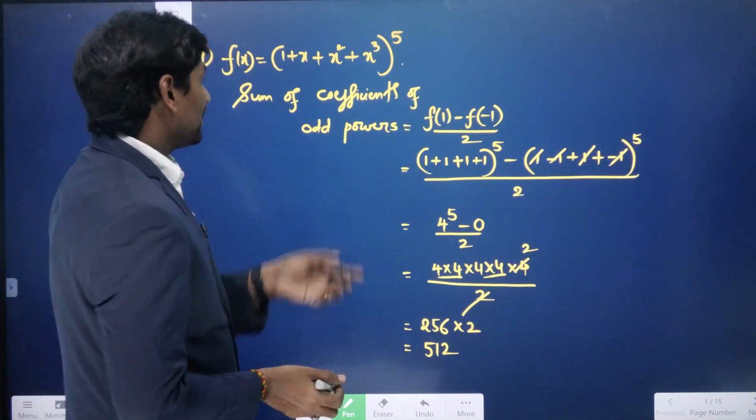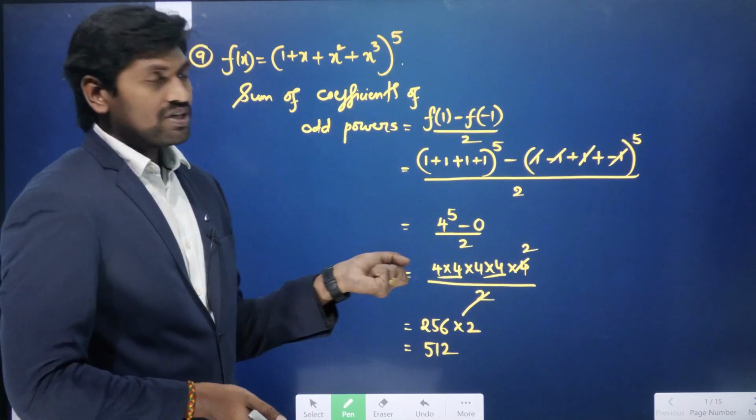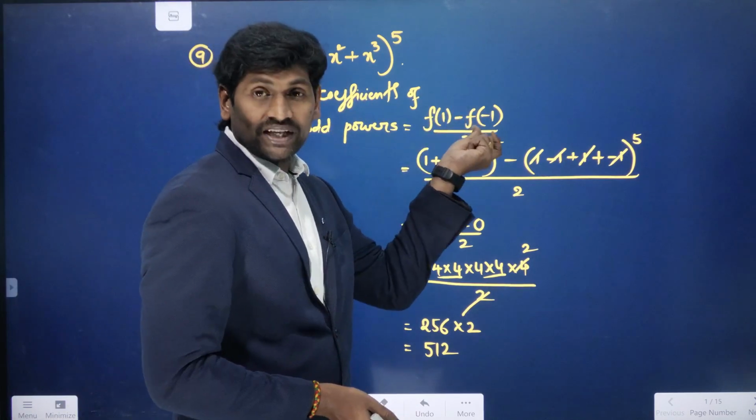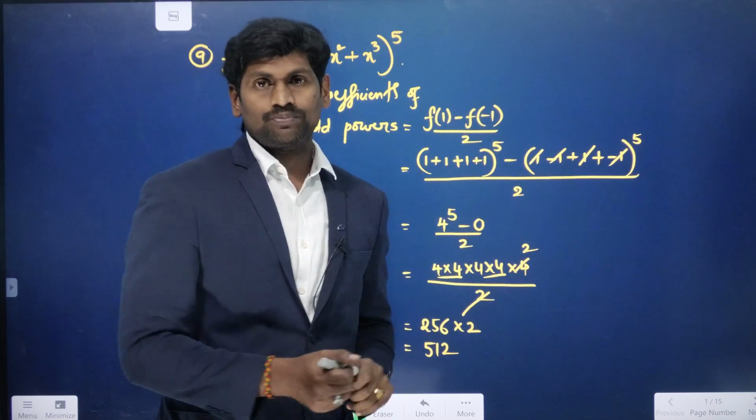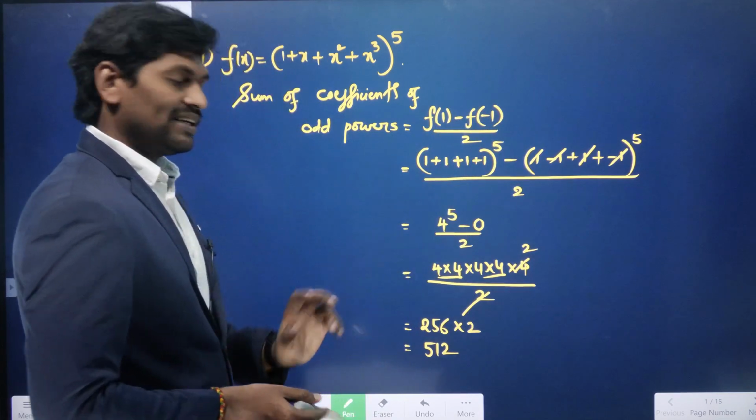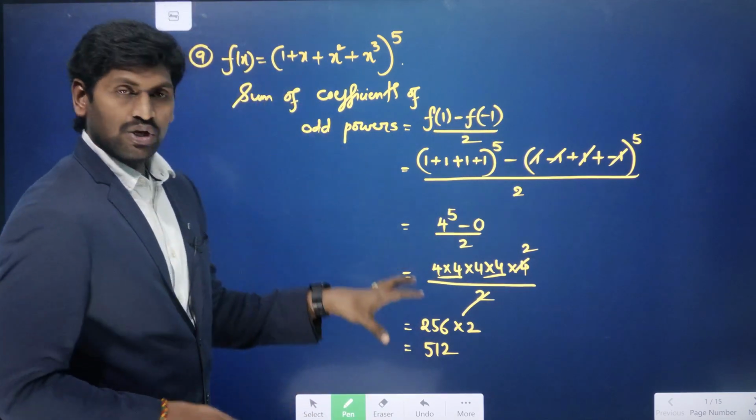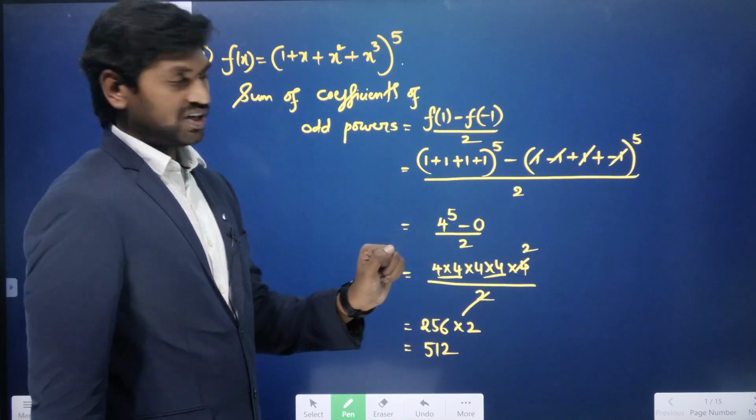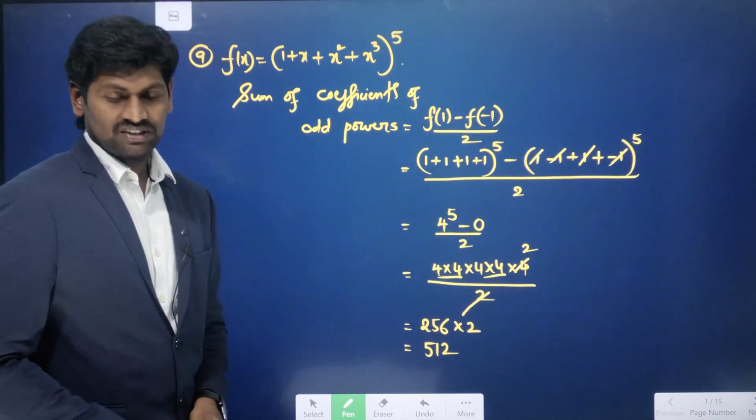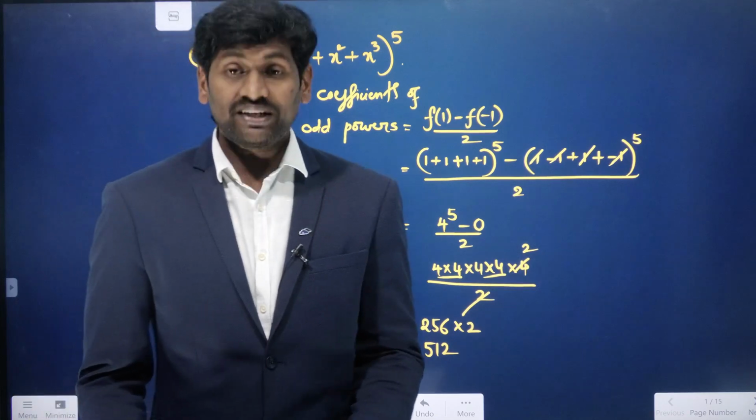Whenever you want the sum of coefficients of even powers, we can take the formula (f(1) + f(-1)) / 2. So this is the answer for the sum of coefficients of odd powers, that is 512. Now let us go to the next problem.